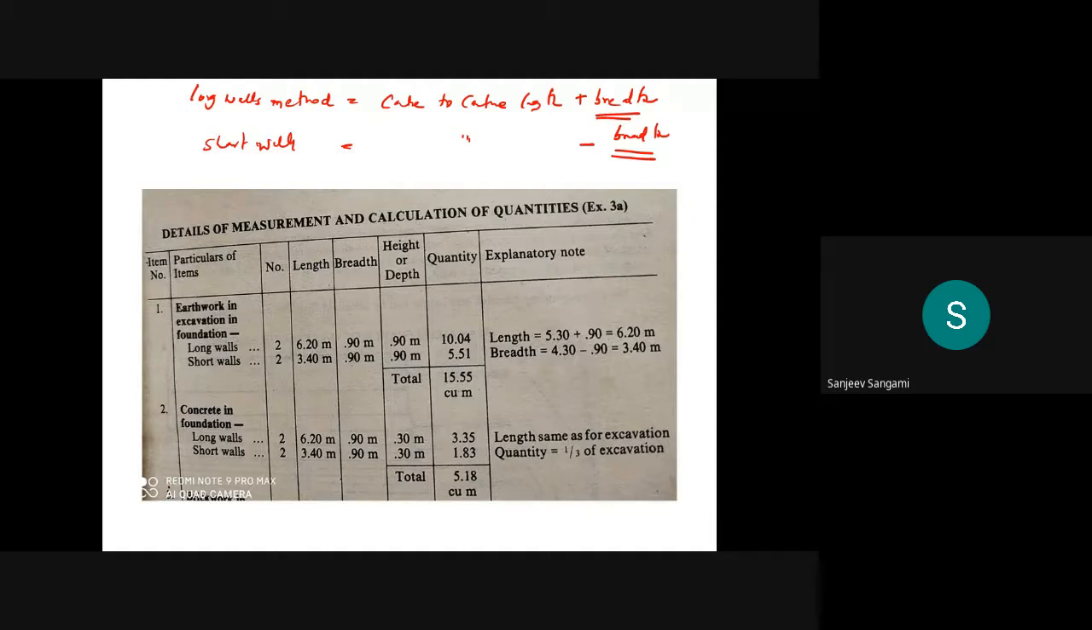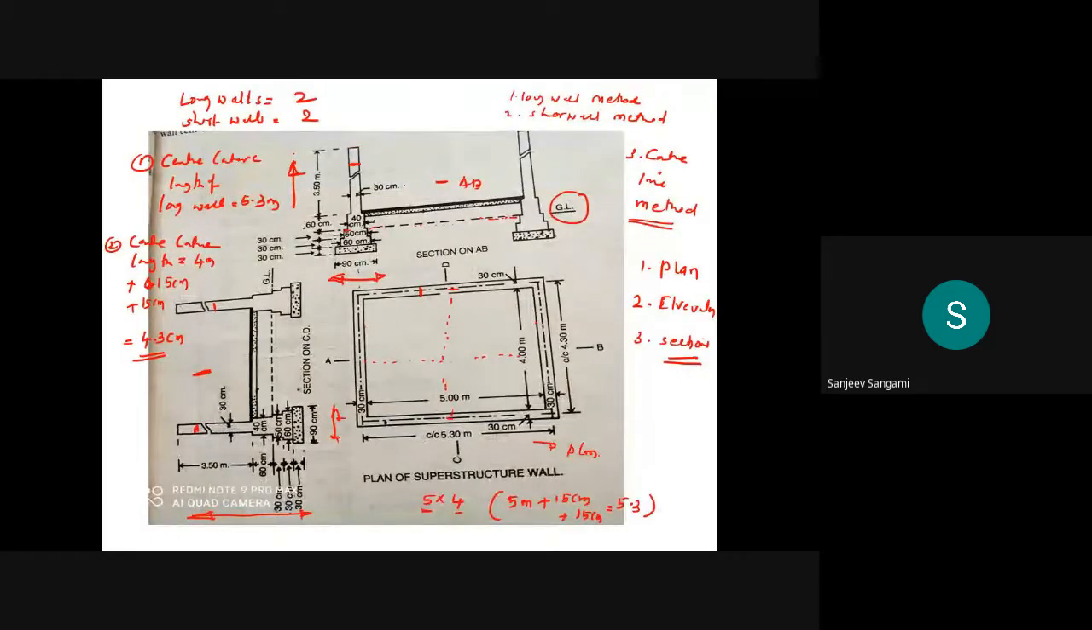he has given the length as 6.2 meters. So how has he calculated the long wall length? Here for the length, you can see it is 6.2. So the center to center length calculation is there. Then he has added the breadth. How much will the breadth be? You can see the breadth for the excavation here is 90 centimeters. This is the breadth. You have to use 90 centimeters.